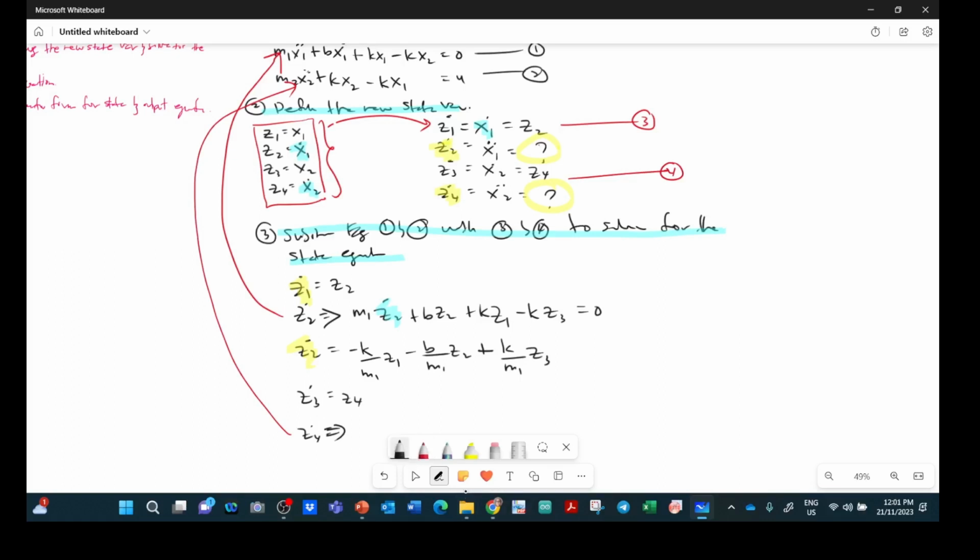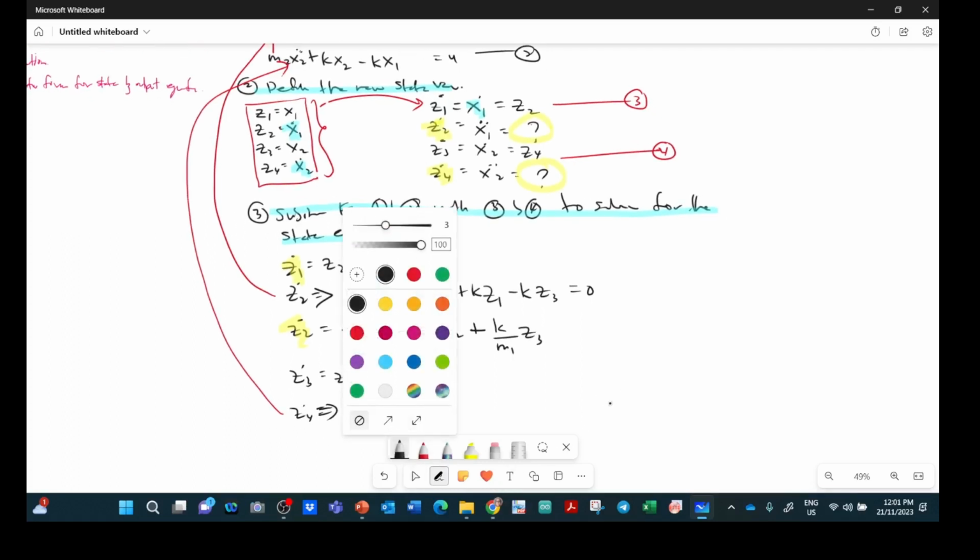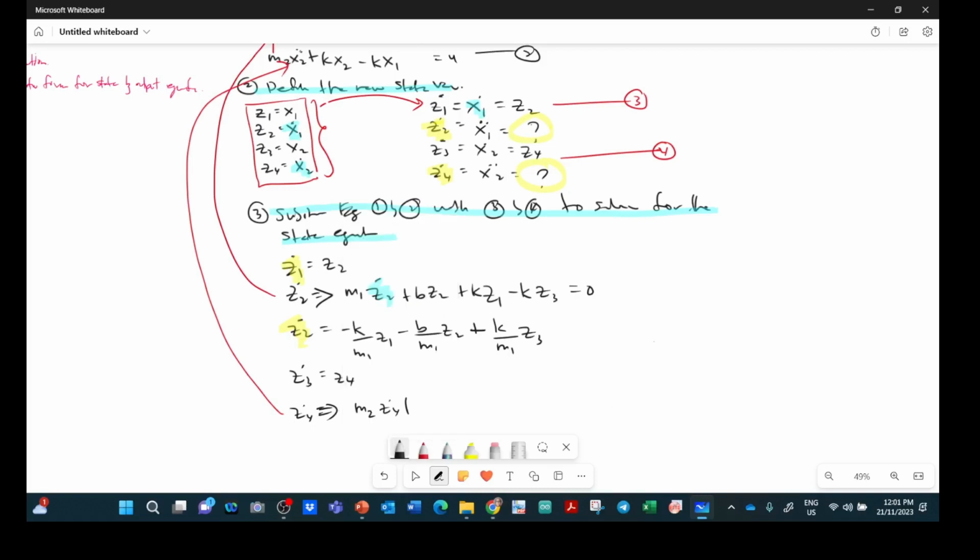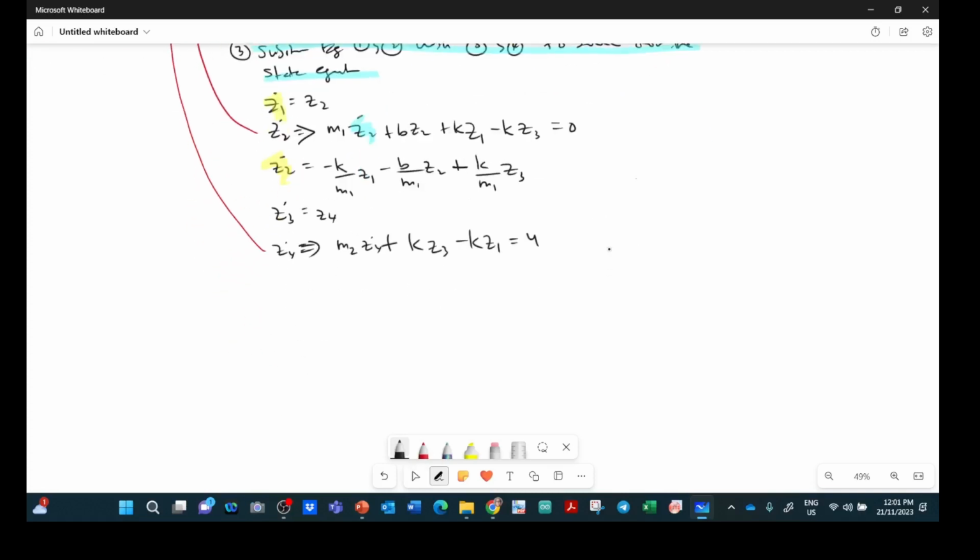This one. So you will have m2 x2 dot is z4 dot plus k(x2 − x3) minus k x1 is z1 equal to u. Okay, so rearrange that equation to get z4. Then you have z4 dot equal to u over m2 plus k over m2 z1 minus k over m2 z3.